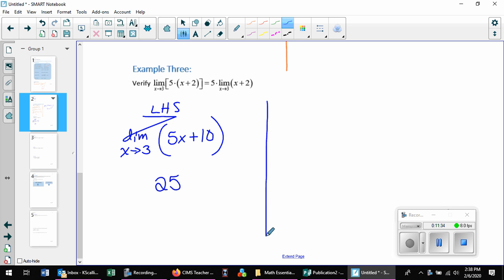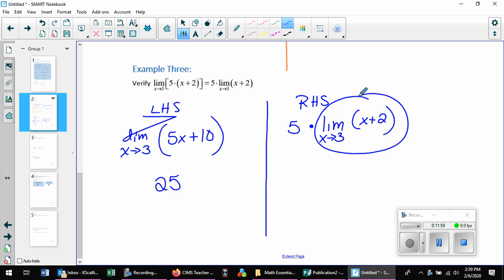Okay, so now let's do our right-hand side. So this is the constant times function. You see how there was a 5 in here? So they're saying that if I pull this 5 and put it on the outside, I should get the exact same thing. So 5 on the outside times the limit as x approaches 3 of x plus 2. So we're going to evaluate this first. So what's that? 5, because we're going to put 3 into the x, and that's going to give us 5. And we're going to have 5 times 5, that also gives us 25.